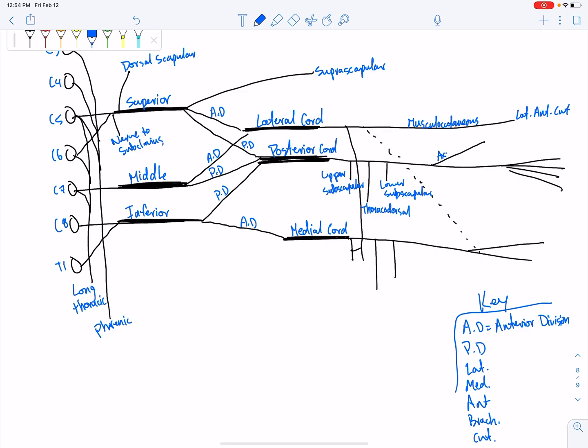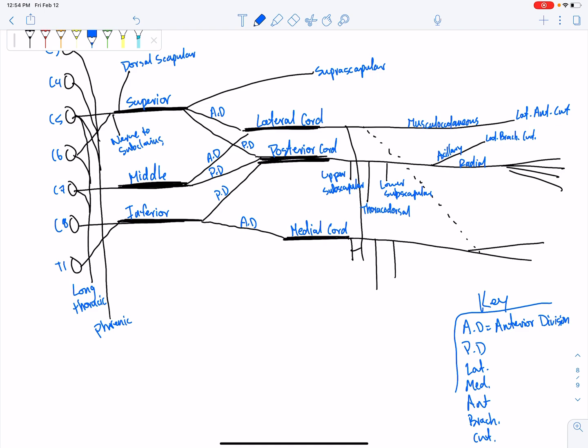This is the axillary nerve, and the axillary nerve innervates the deltoid, right? So then the skin just superficial of the deltoid is going to be the lateral brachial cutaneous. And so the lateral brachial cutaneous nerve innervates that skin. This is the radial nerve.